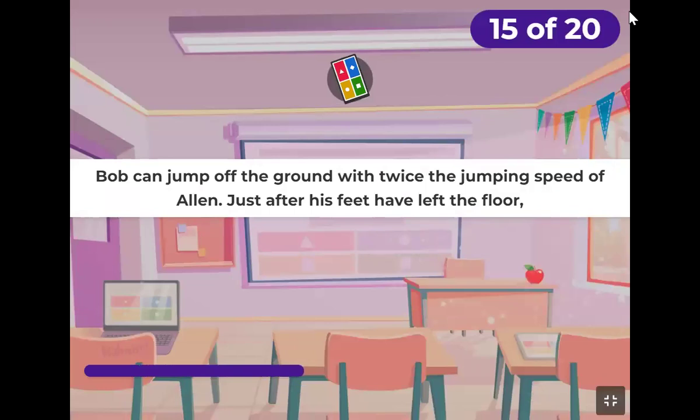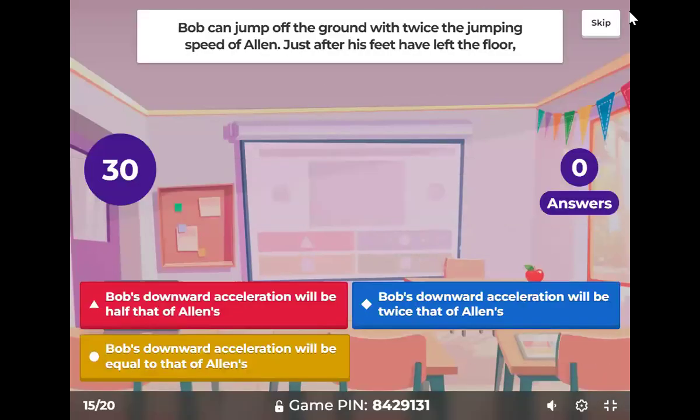Bob can jump off the ground with twice the jumping speed of Alan. Just after his feet have left the floor.